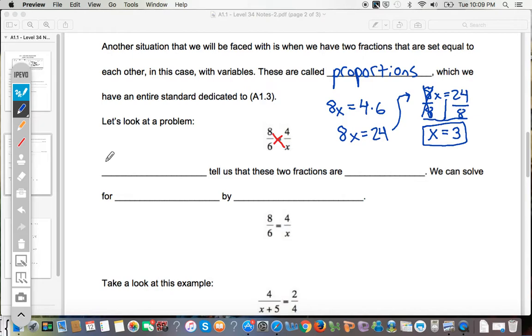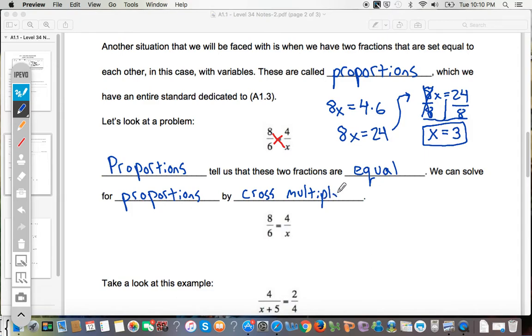So, just to reiterate what I just said, proportions tell us that these two fractions are equal, and we can solve for proportions by cross multiplying. Great. And there's our example again. We did it up here.